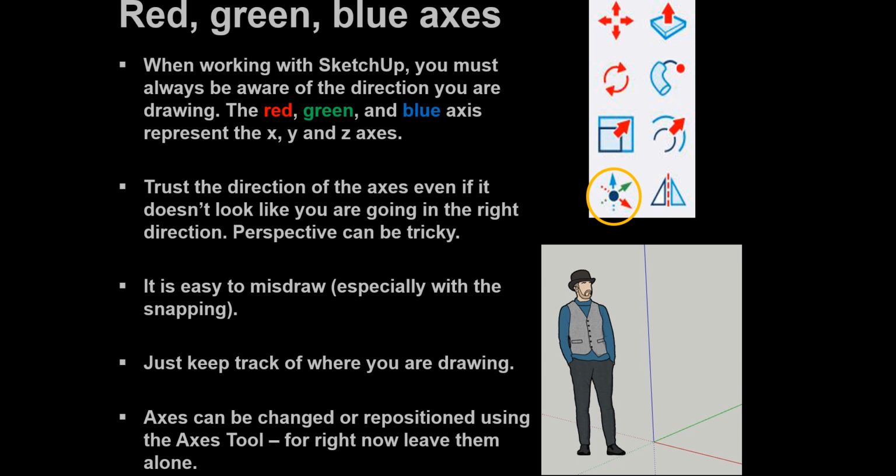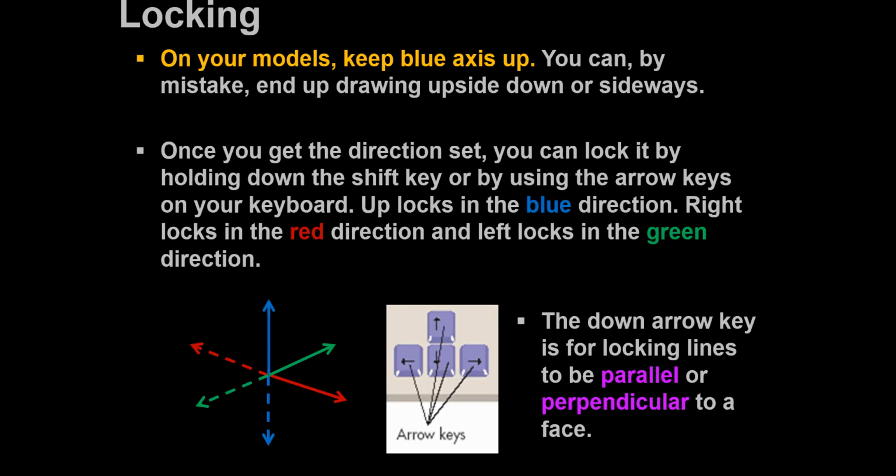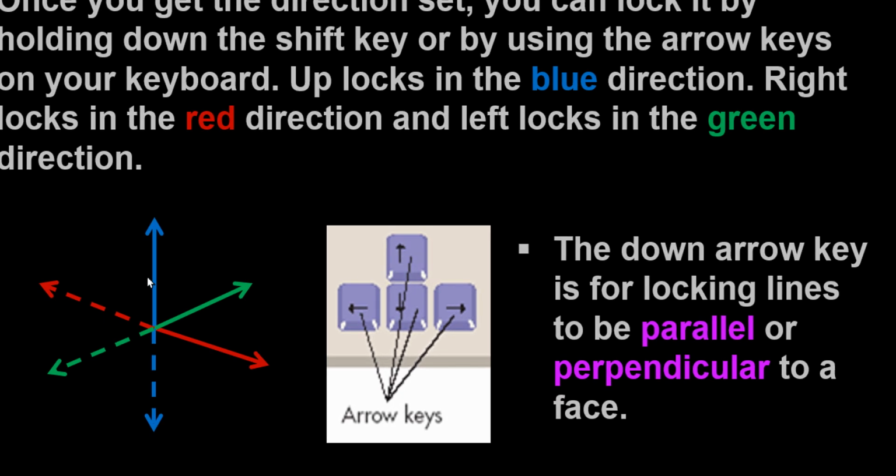It's important to be aware of the axes, the red, green, and blue axes. When you're working in 3D, it's real easy, if you're not careful, to move things in the wrong direction. Keep an eye on your snapping, keep an eye on the direction you're moving. The arrow keys on your keyboard can lock it. The up arrow key would be the blue. The right arrow key is the red. Think about right, and red begins with the R, so right. And then the other side is green. If up is blue and right is red, then green's the other one.